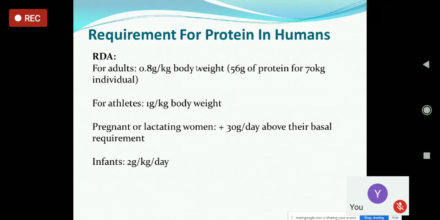So this slide shows the requirement for proteins in the humans. The recommended dietary allowance for adults is 0.8 gram per kg body weight. For athletes, it is about 1 gram per kg body weight. For pregnant or lactating women, it is plus 30 gram per day above their basal requirements. So firstly, you use this formula to calculate the pregnant or lactating women's basic requirement, and you add plus 30 gram per day, and you'll get the requirement during pregnancy or lactation. And for infants, it is about 2 gram per kg per day.